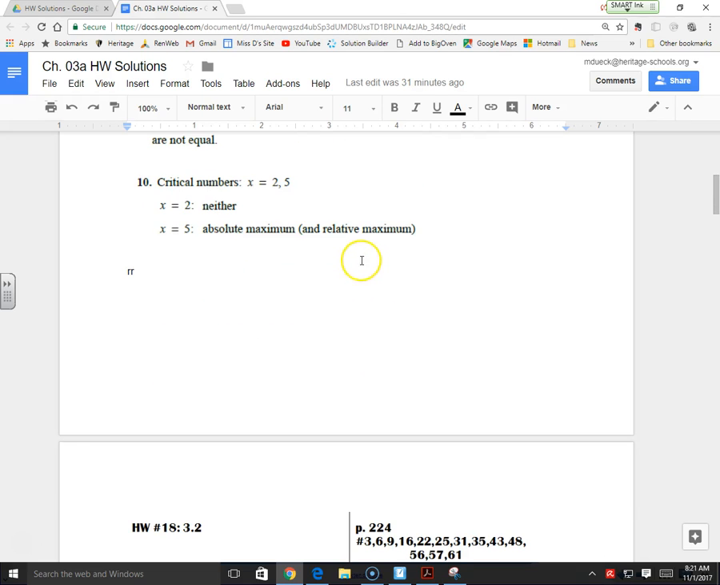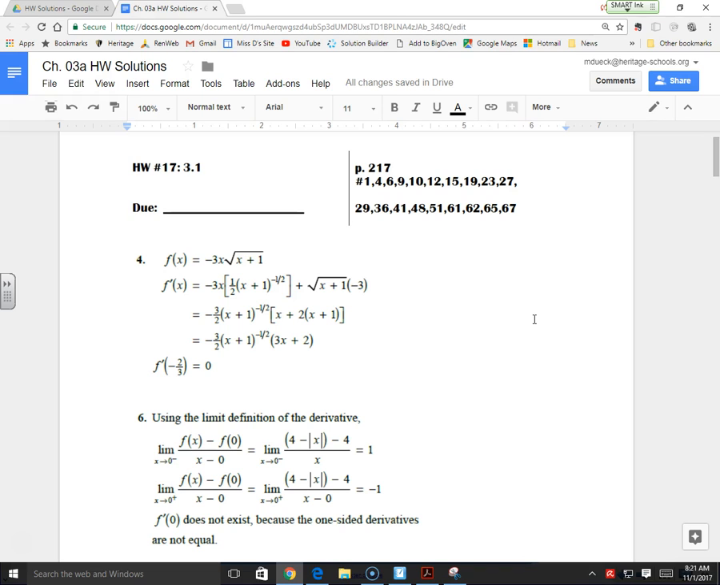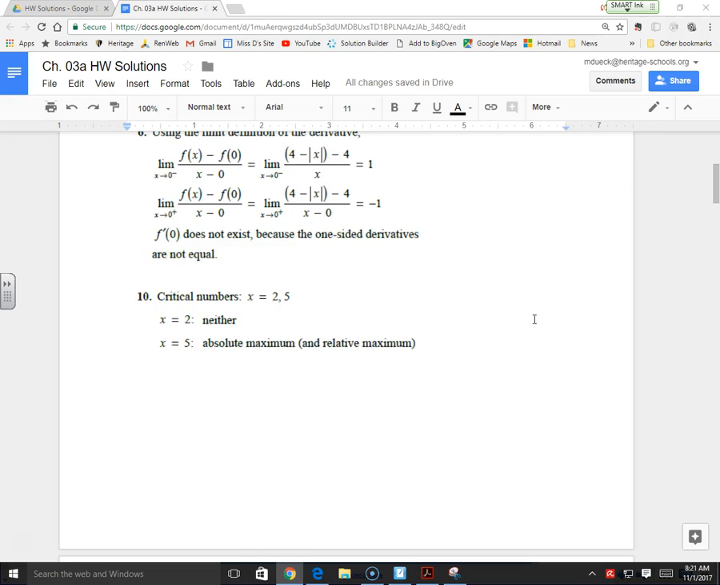Number 10, the critical numbers are 2 and 5. Let me give you a second with the neither and the absolute max and relative max. It's absolute and relative at 5.